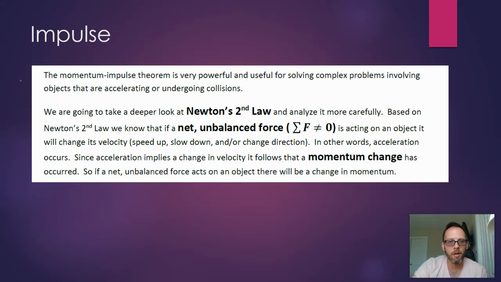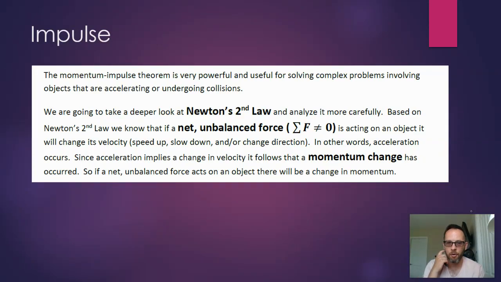Little background noise. So the momentum impulse theorem is what we're looking at next, and it's useful for solving fairly complex problems involving things that are accelerating or undergoing collisions. It comes from a deeper look at Newton's second law, F equals ma. Conceptually, if something is experiencing a net unbalanced force, it's going to accelerate. If it's going to accelerate, its speed will change. Not necessarily if it's uniform circular motion, but in a linear sense, in one dimension, which we're talking about, if something is accelerating, its speed is changing, and its momentum will be changing too.